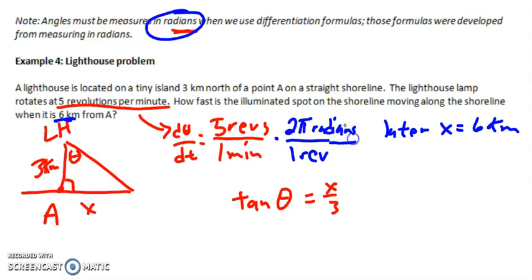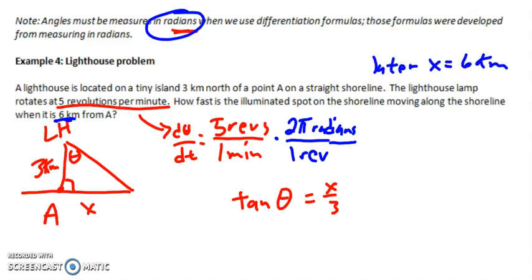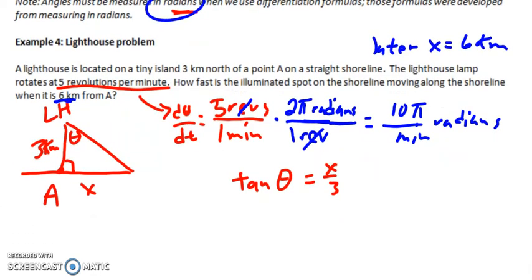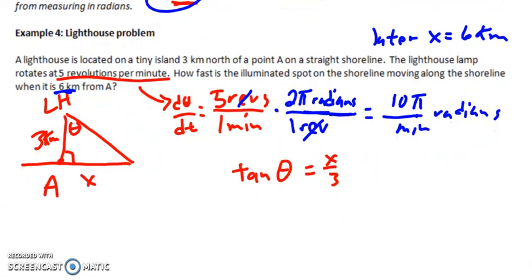Okay, let me go ahead and do this. Later information. So 2 pi radians is 1 revolution, so that would cancel. So now we have in terms of radians, so I can go ahead and multiply across here. So 5 times 2 pi is going to give me 10 pi per minute, and now we have it in terms of radians.